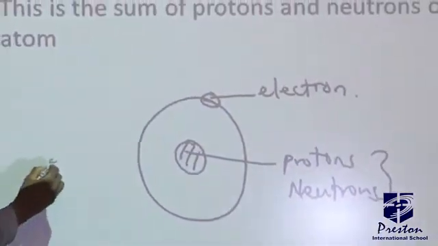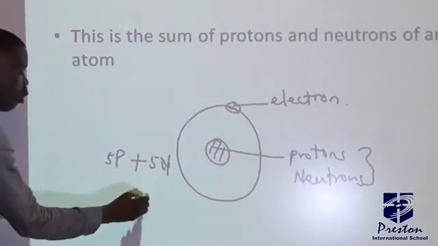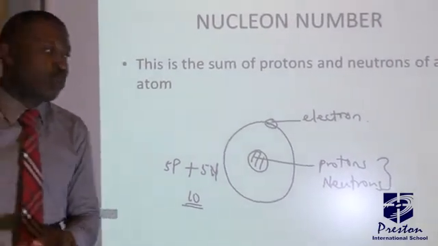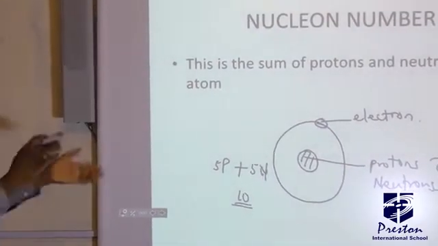If we have 5 protons and 5 neutrons, it means the nucleon number will be what? 10. Our nucleon number will be 10. In chemistry, it is called mass number. I use the word mass number because there are times they may interchange these words.